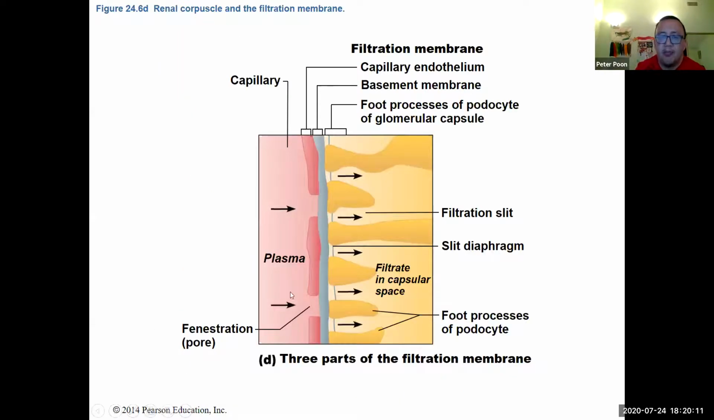So anything that's small enough to leak out of that hole is going to leak out. Water is definitely going to leak out. Salt is definitely going to leak out. Urea, uric acid, and creatinine are definitely going to leak out. But other stuff will leak out as well: amino acids, sugars. Some of this stuff you want back.